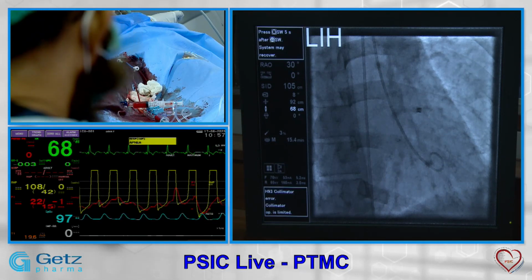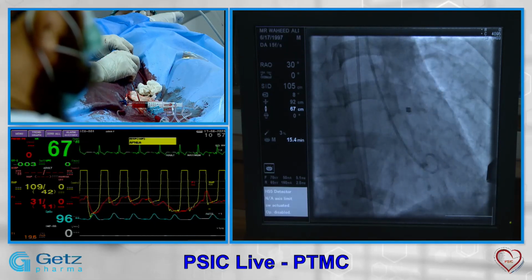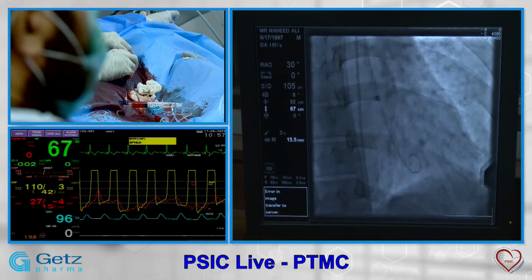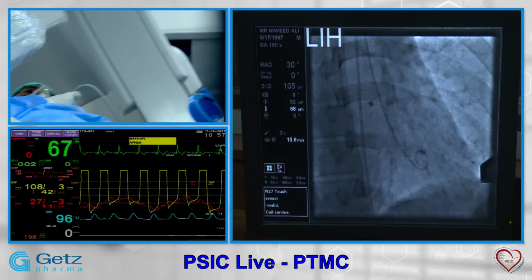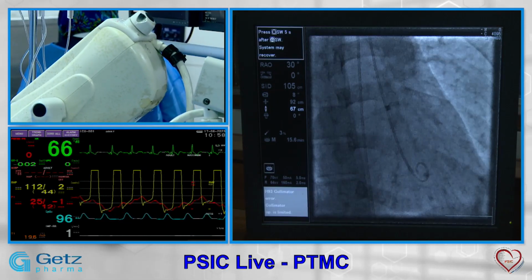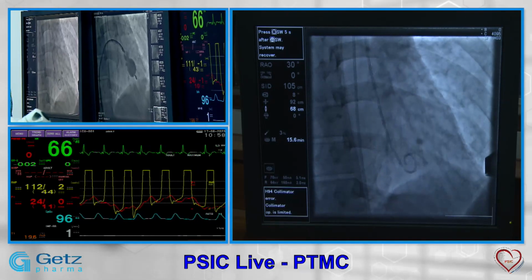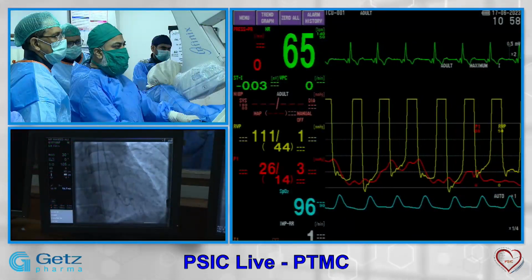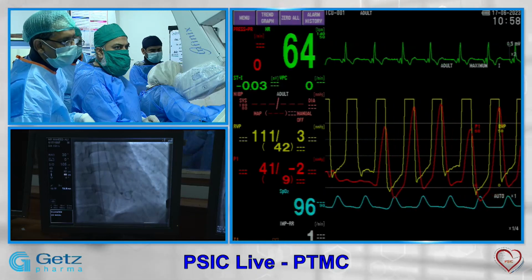Okay, and we'll try to look at the RV pressure now. Our initial pressures were around 90. So I'll pull back the Mullins sheath, and if you can see on fluoroscopy, we'll just bring it down till it flips. Once it flips, yes, we are in RA, and we can push forward and see the RV pressure.